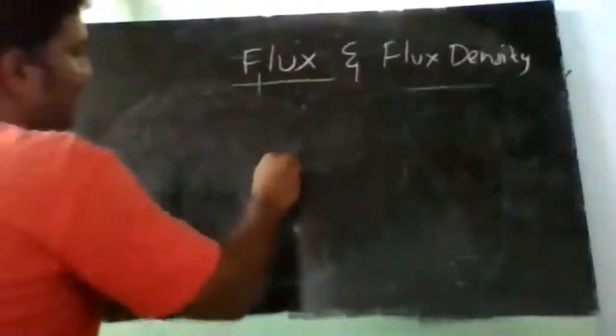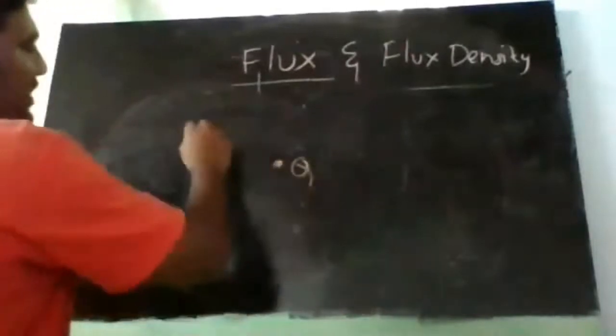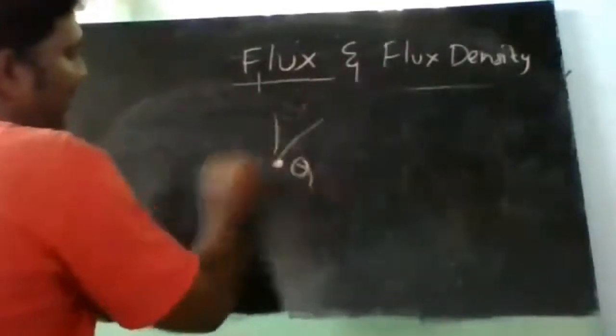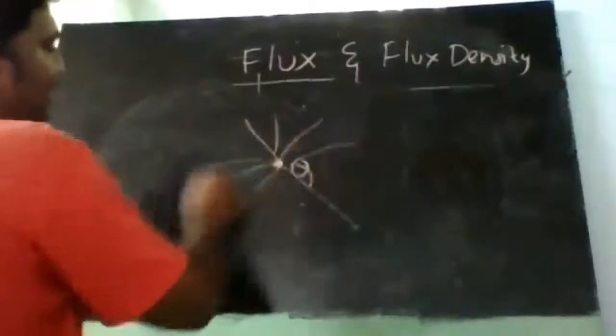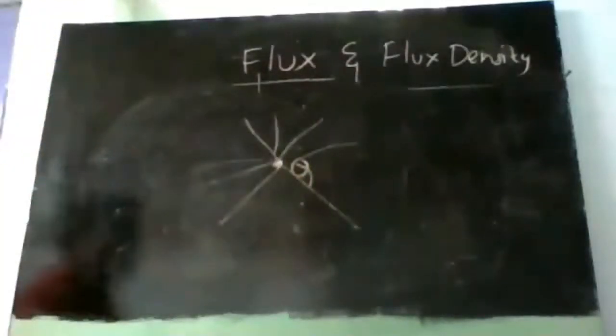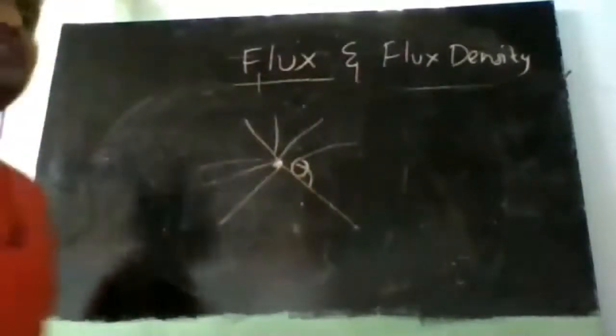So there is a charged particle. Around this charged particle, there will be force, and that force will exist in the form of flux lines. These lines are called flux lines.